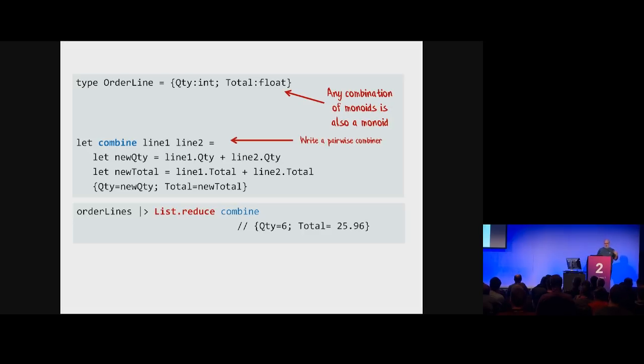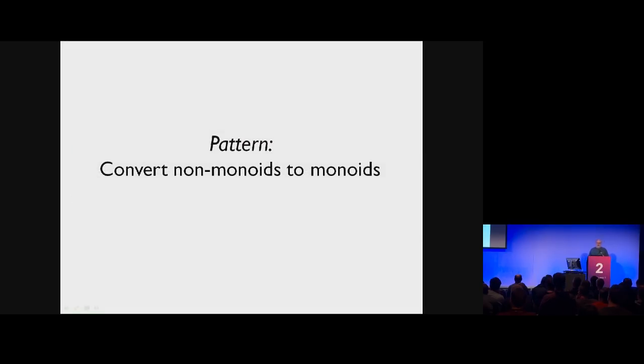And like I say, if I have another order line come in tomorrow, I don't have to recalculate the entire total from scratch. I can just add this extra one by using the incremental accumulation principle. Profit. Now, in a lot of situations, you don't have monoids.